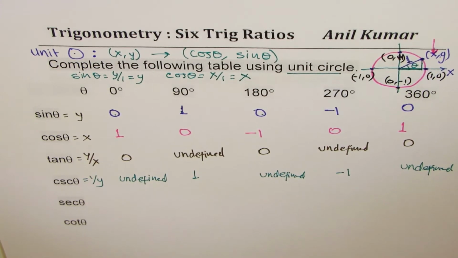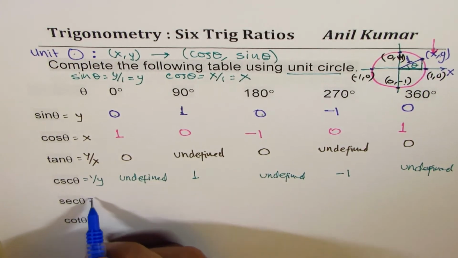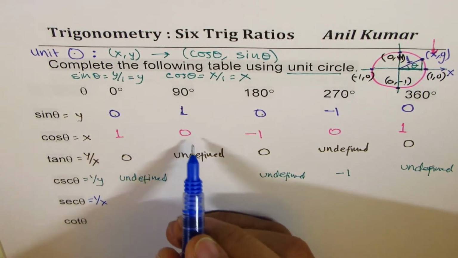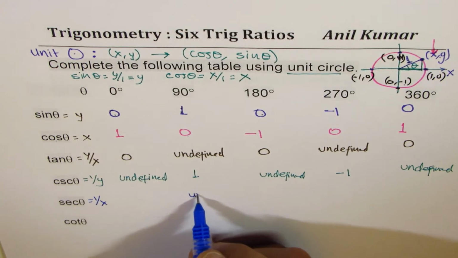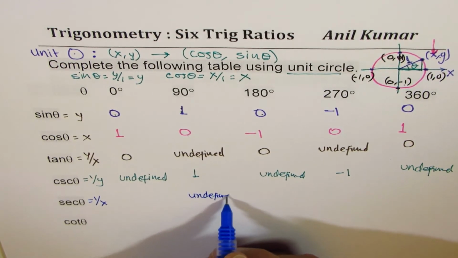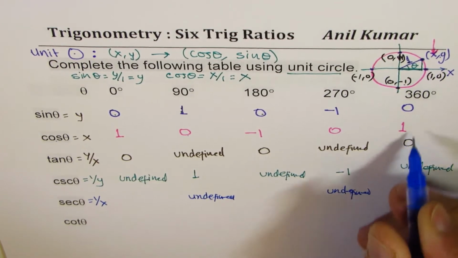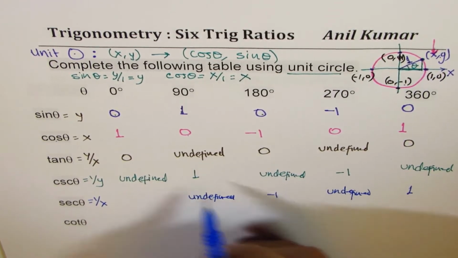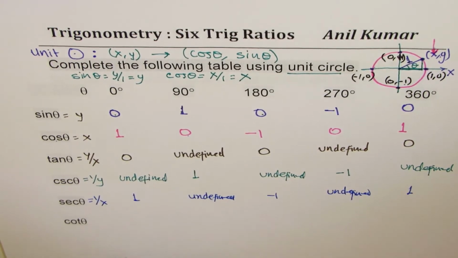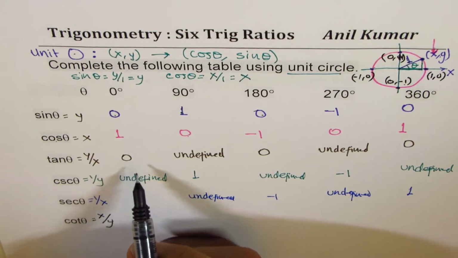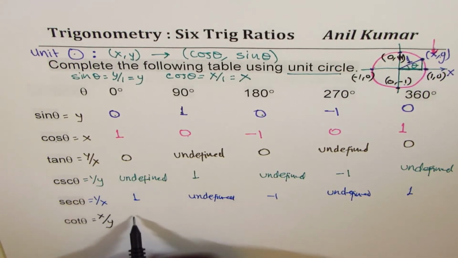Perfect. If you are looking at secant theta, we are looking for 1 over x, which is the reciprocal of cos theta. Correct? So wherever we have zeros, those will be undefined. And for 1, it will be 1. For minus 1, minus 1. For 1, it will be 1. Do you see that? For cotangent theta, it is the reciprocal of tan, right? The reciprocal of tan means x over y. So flip this. So wherever we have zeros, those will be undefined.